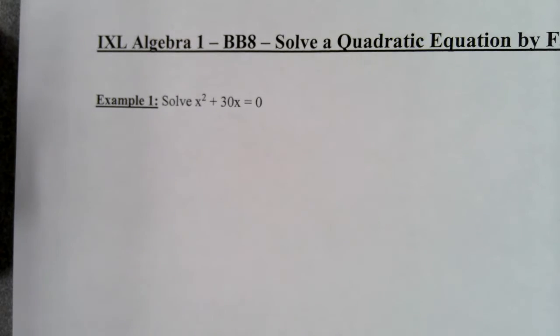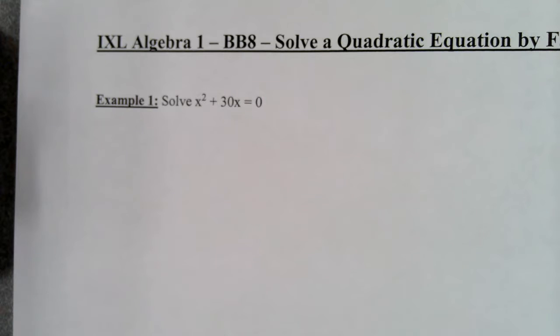Okay, so this is the IXL BB8 solving a quadratic equation by factoring. For each of these problems, what you have to do first is factor, and after you factor, you can solve. So example 1, solve x squared plus 30x equals 0.